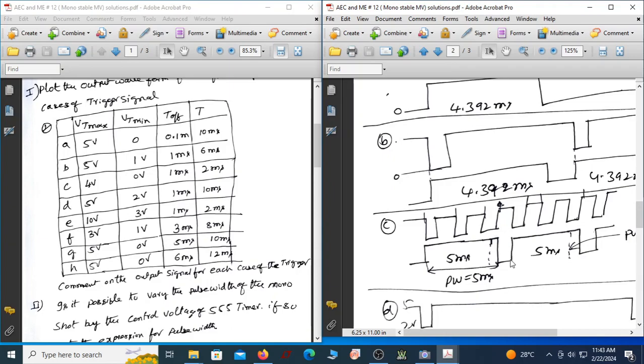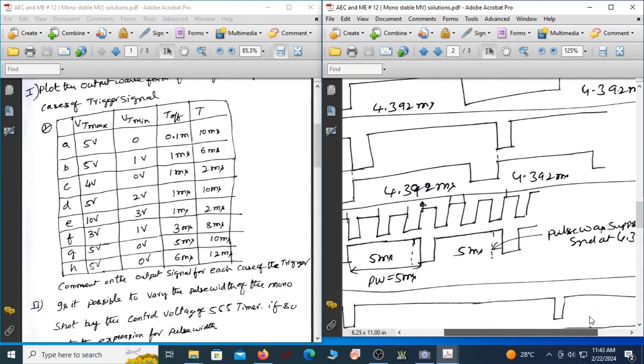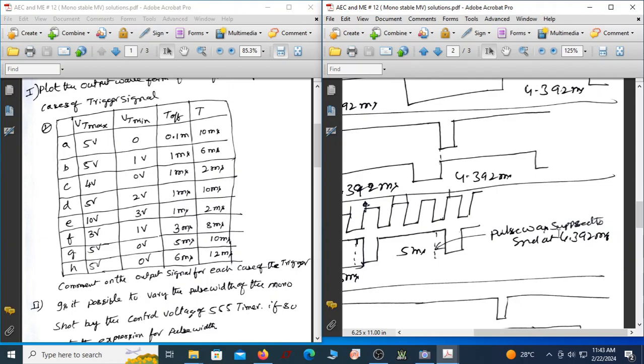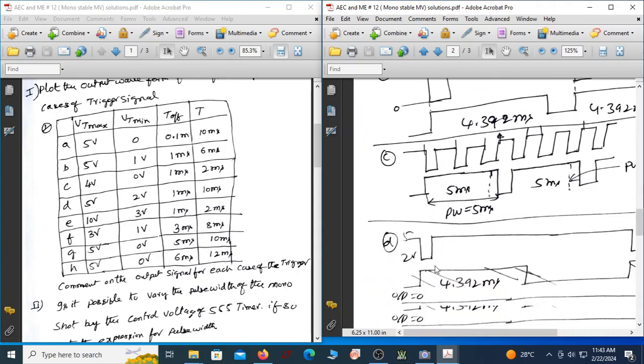And again you can see it triggers when the trigger signal goes less than VTL. This is the pulse width supposed to end at 4.392 millisecond. It is not ending, it is extended because the trigger signal is still 0. So this is one interesting thing we should keep in mind.